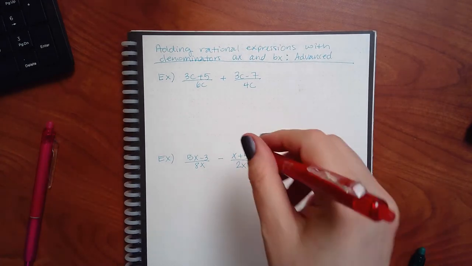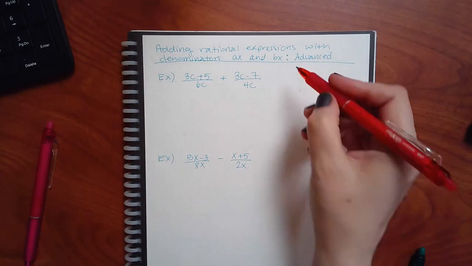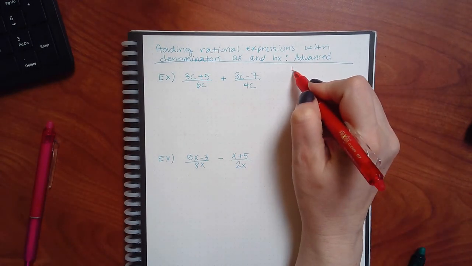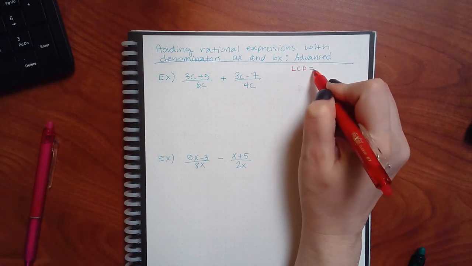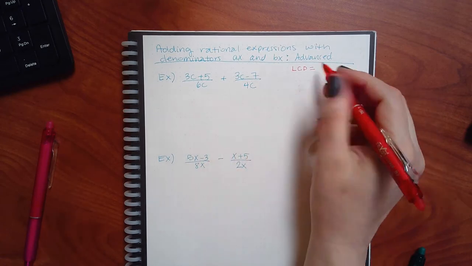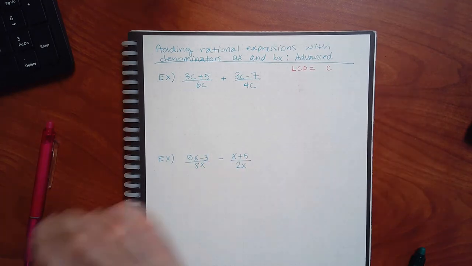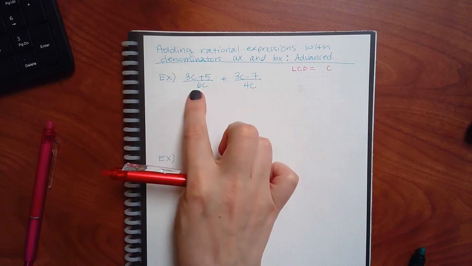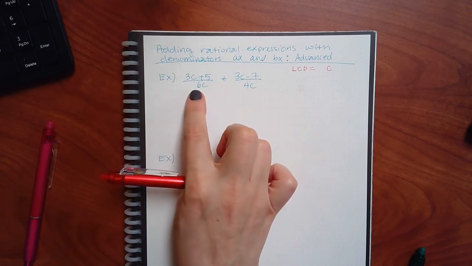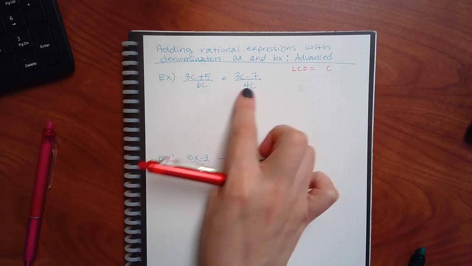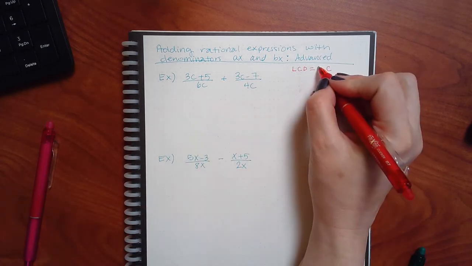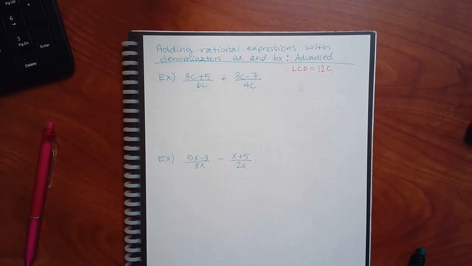So I'll walk you through the first one and then we'll try the second one. So here we have the LCD. They do still have a C in common, right? And between 6 and 4, does 4 go into 6? No. So if we double it, that's 12. Does 4 go into 12? Yeah. So 12 is my least of the big guys, right?